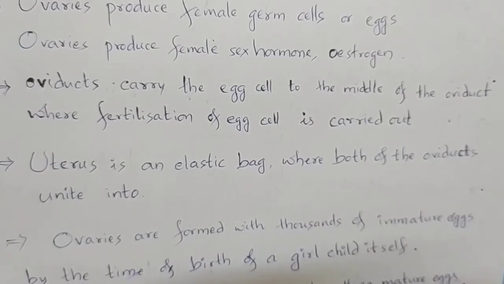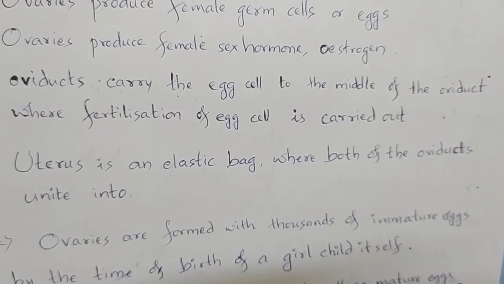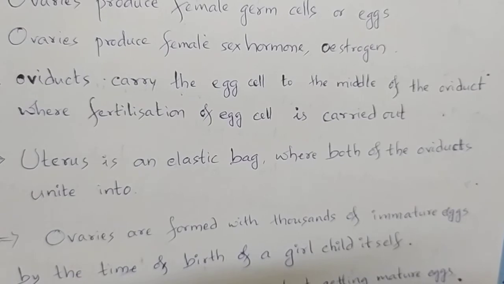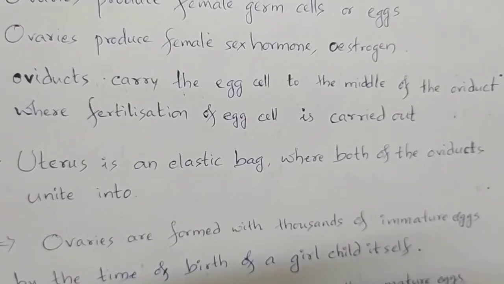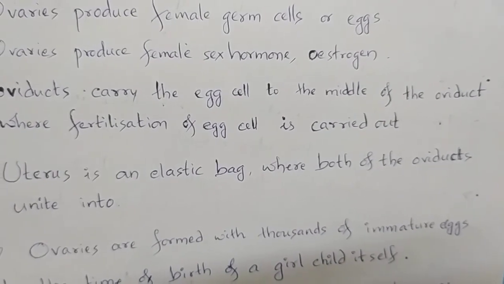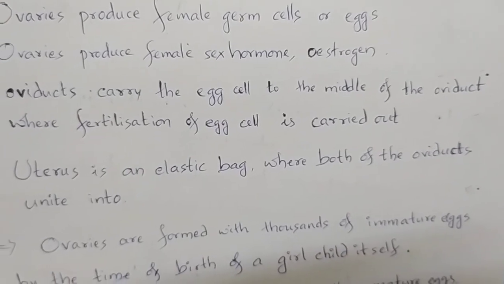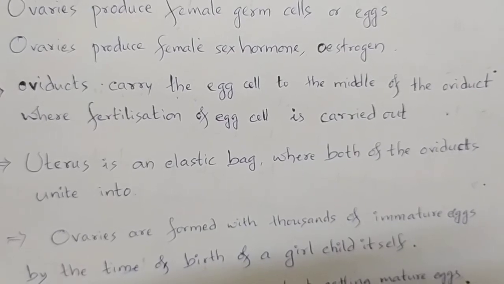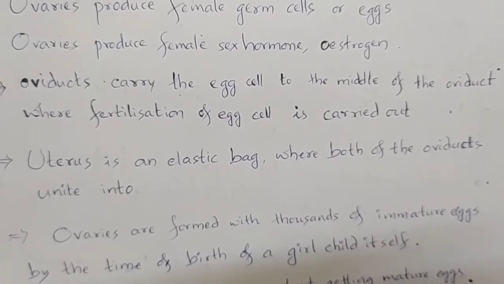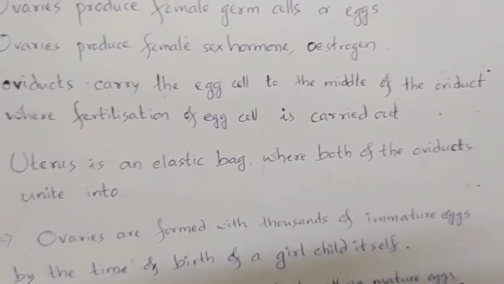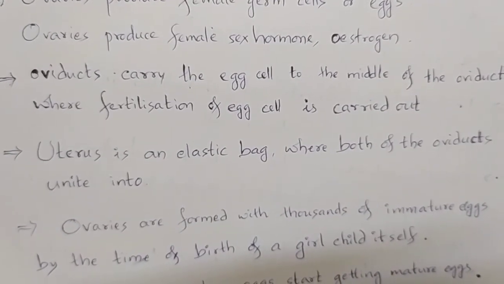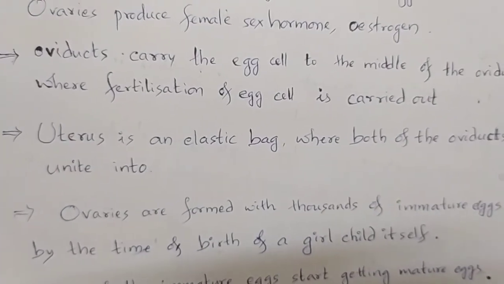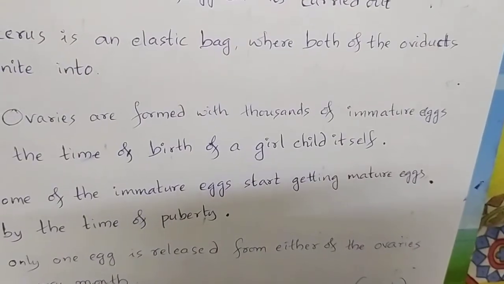Next, the third part in the female reproductive system: the uterus. How many uteruses are present? Only one uterus. The uterus is an elastic bag. In the uterus, both of the oviducts unite. Means they do not join with each other, but the place where they meet is the uterus. Right?